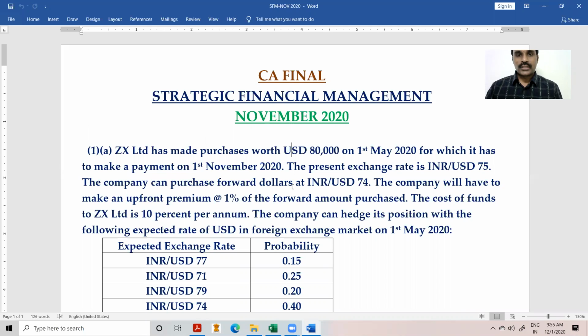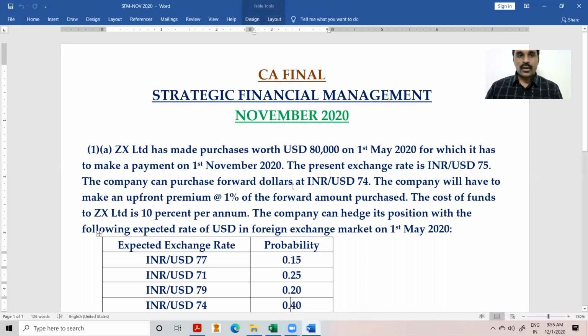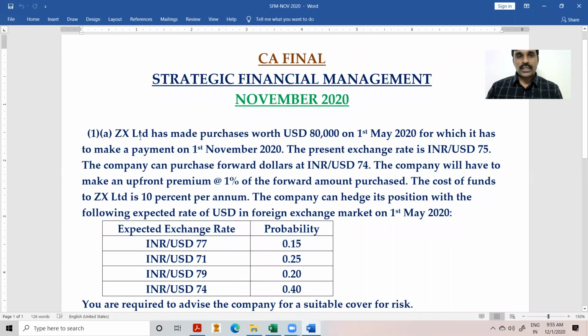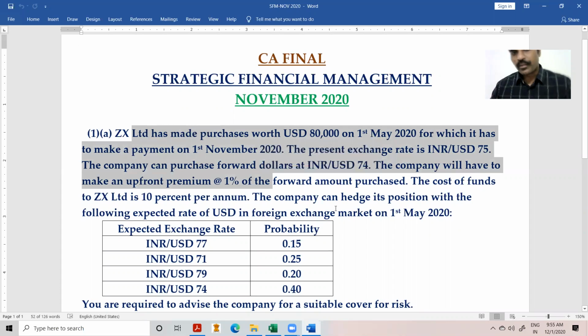Okay, let me proceed with the first question. Now we'll discuss one by one. The entire question paper will be given with suggested answers. We'll start one by one. Look at the first problem. This problem relates to Chapter 9, Foreign Exchange Exposure and Risk Management. Let me read this problem.